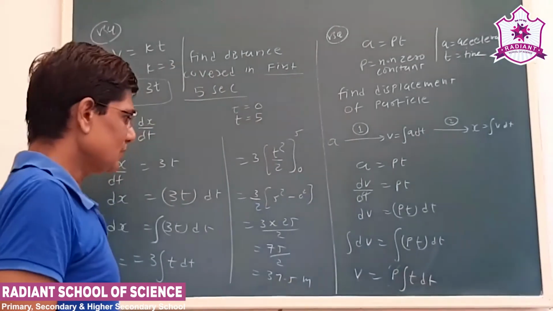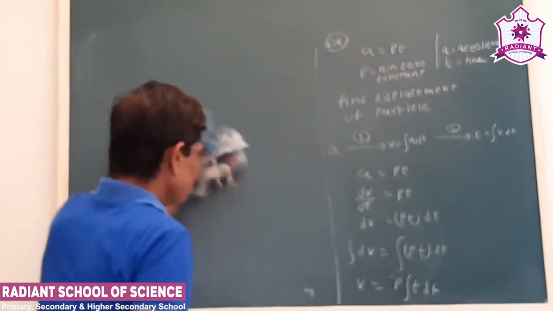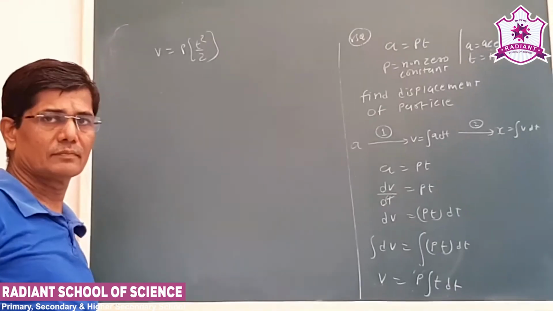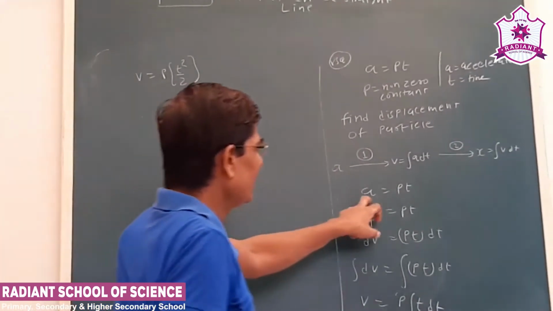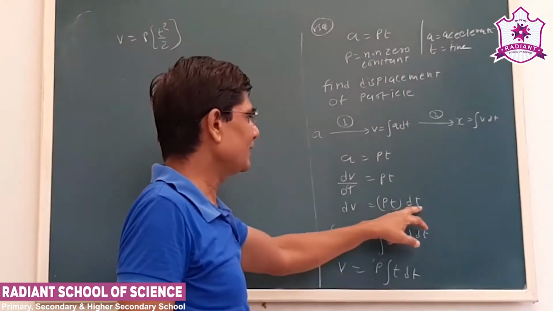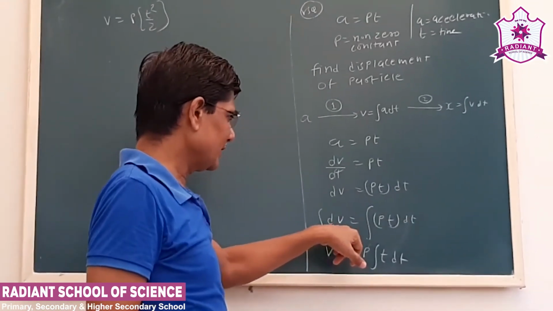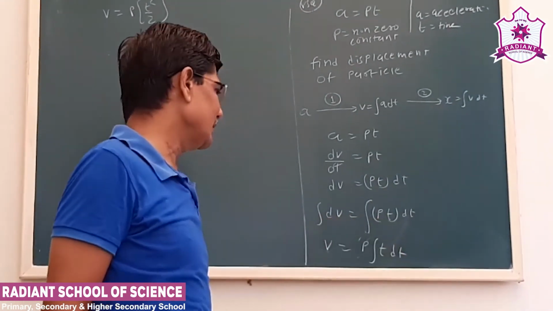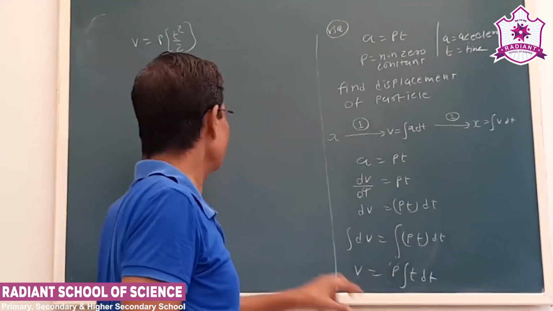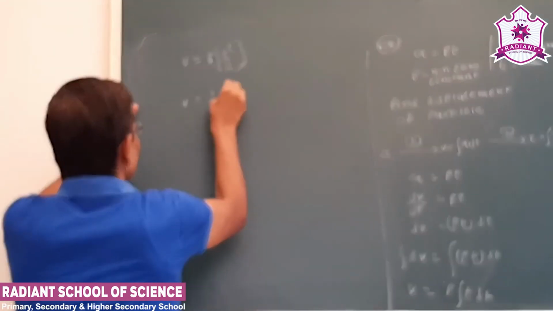Okay, now just now we have seen integration of t dt. Now a is pt, dv by dt is p, that is known to us. So dv is p dt, pt dt. Now if I take integration on both sides, that is integration of dv is pt dt. Now integration of dv is v, p is constant, t dt integration will be t square by 2. So the velocity is 1 by 2 pt square.